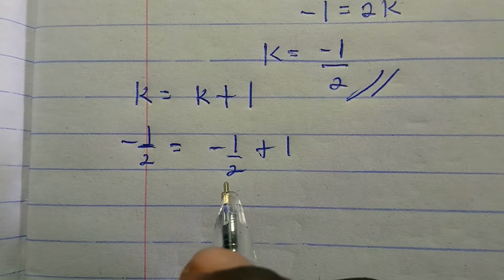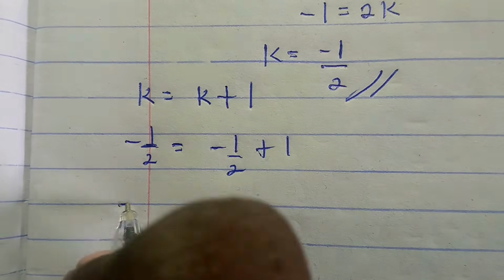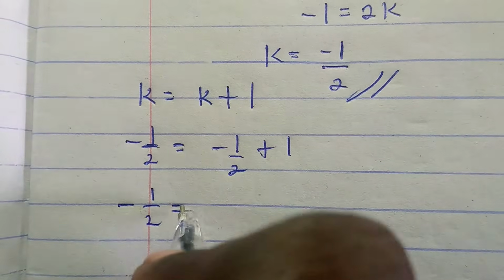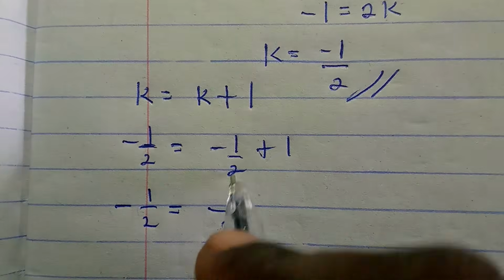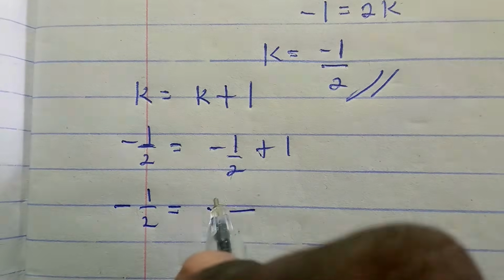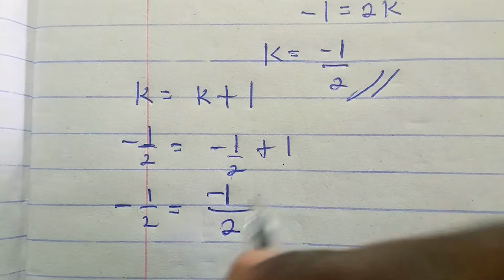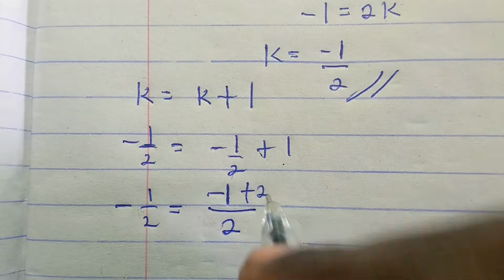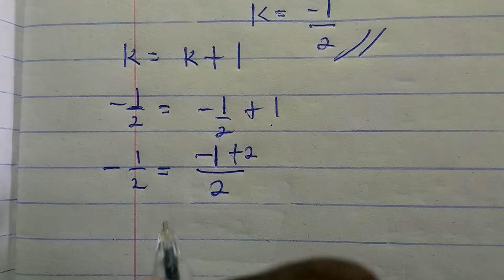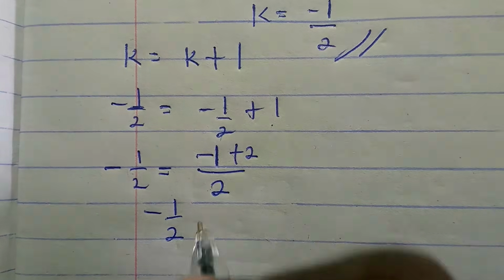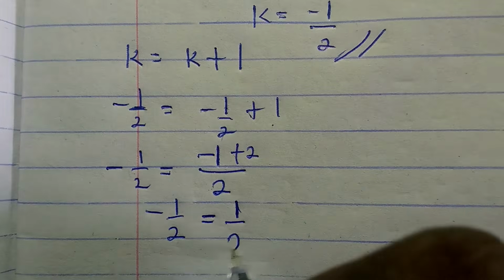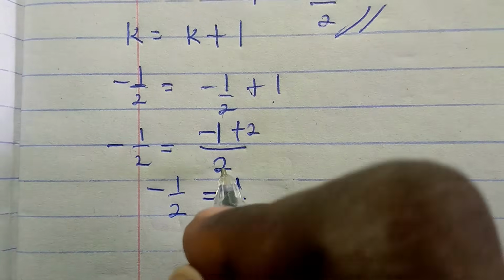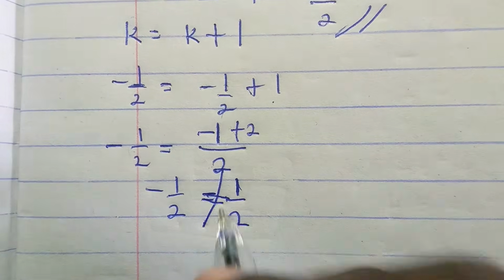Now let's check whether the value of k satisfies this equation. So we have minus 1 over 2 equals, now this fraction here, we are going to have the LCM to be 2. 2 into 1, 1 multiplied by negative 1, we have negative 1. Here also we are going to have plus 2. So we are going to have minus 1 over 2 equals 1 over 2. So this is not possible.